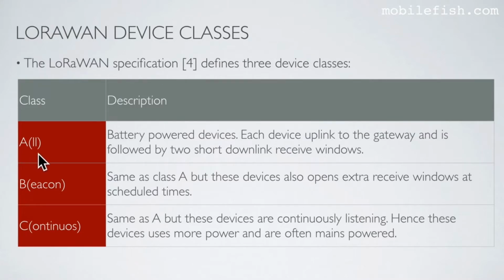The reason why this is called all is because all device classes, B and C, can also behave like a Class A device. The reason why this is called beacon is because beacons are used, which I will explain later on. The reason why this is called continuous is because these devices are continuously listening.